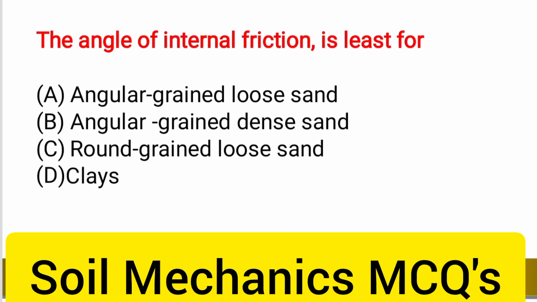Next question, the angle of internal friction is least for: option A, angular grained loose sand; option B, angular grained dense sand; option C, round grained loose sand; option D, clays. So the correct answer is option D, clays.